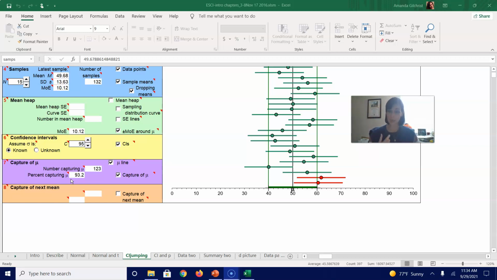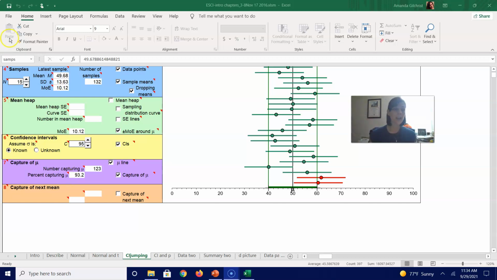That's a pretty sizable portion, and if I had more time to take more samples, your book suggests hopping on ESCI, setting this up, and running it over a long period of time, like 10 minutes or even an hour, to see how close the percentage that captures mu approximates that level of confidence. I would also encourage you, this is with a sample of 15.